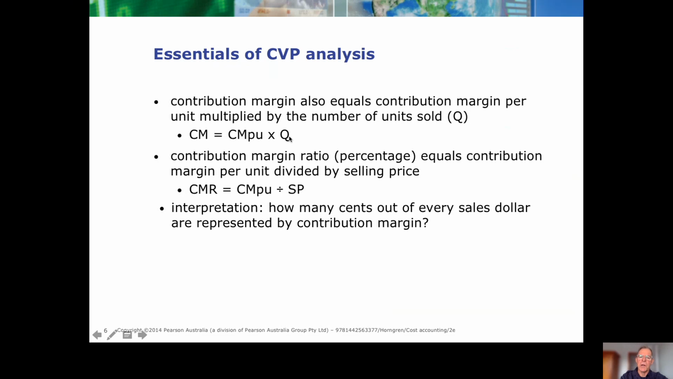There'll be times when we're trying to work out what quantity we should sell to earn a certain target profit. This will give us an answer in units possibly, but we can also solve for dollars by finding the break-even sales in dollars rather than units. To do that, we can get away with using the contribution margin ratio, which is just your contribution margin per unit divided by your selling price per unit.